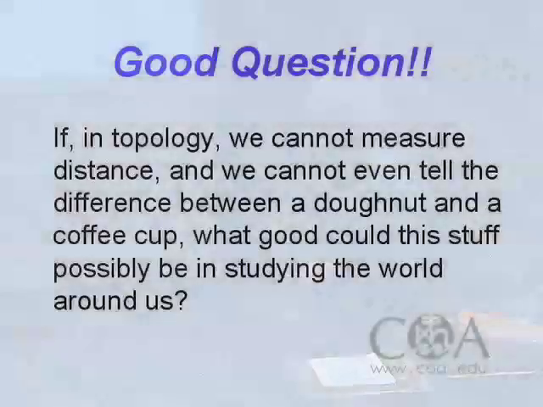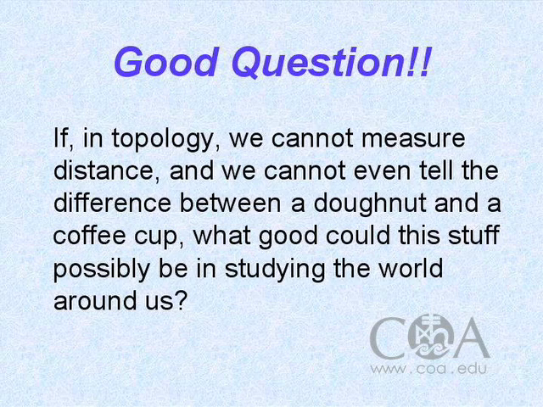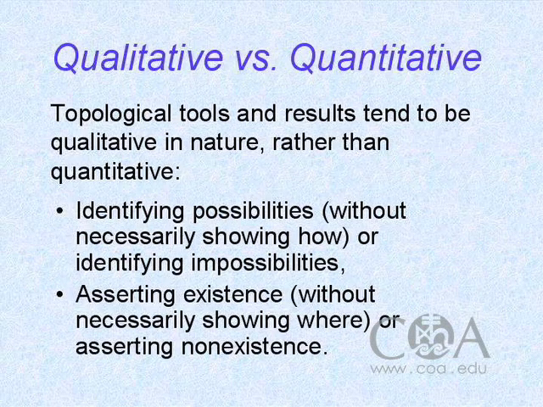Well, okay, here's a good question. If in topology we cannot measure distance and we cannot even tell the difference between a donut and a coffee cup, what good could this stuff possibly be in studying the world around us? And to understand that, it's good to understand the difference between looking at things qualitatively and looking at things quantitatively.